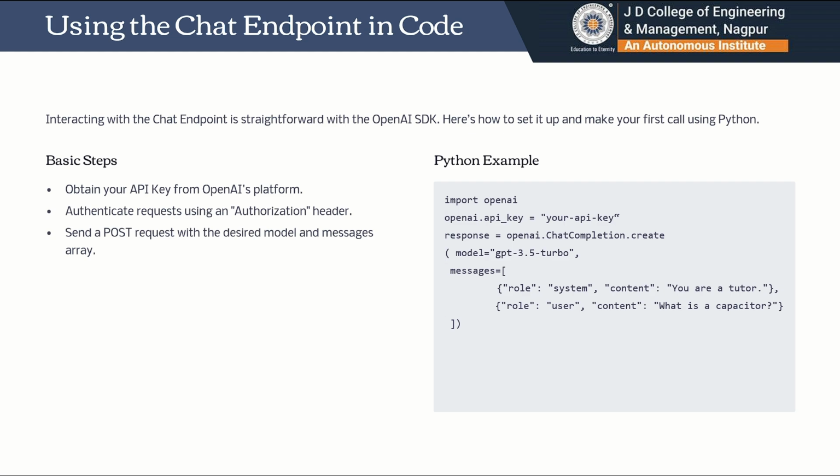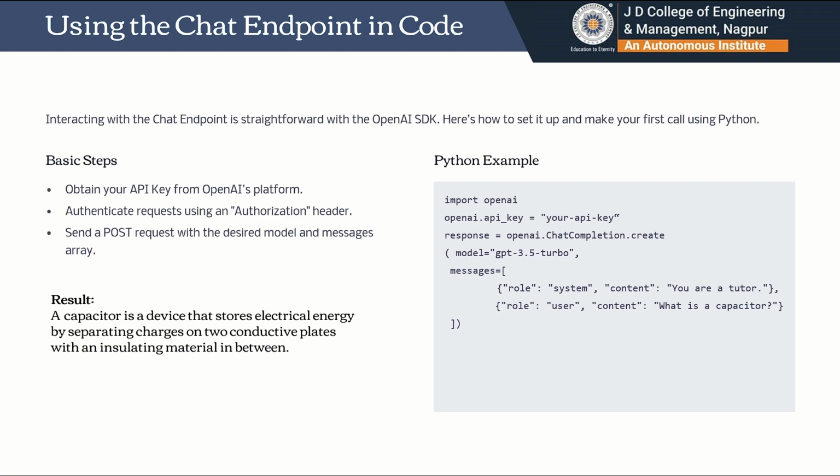Step 3, Result. The response you receive from the assistant might look like this. This kind of answer is exactly what you would expect from a teacher or a textbook: precise, informative, and easy to understand. This example proves how easy and powerful it is to integrate the chat endpoint in any project, from chatbot to learning platform. And as an engineer, once you know this, you can start building real functional AI tools.